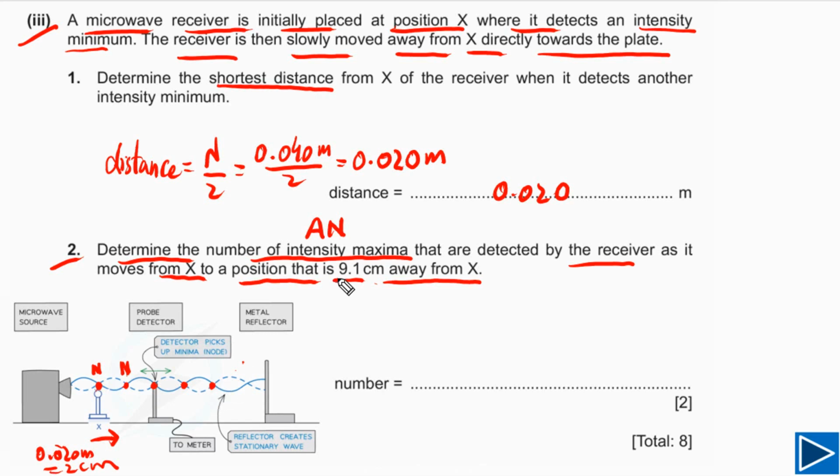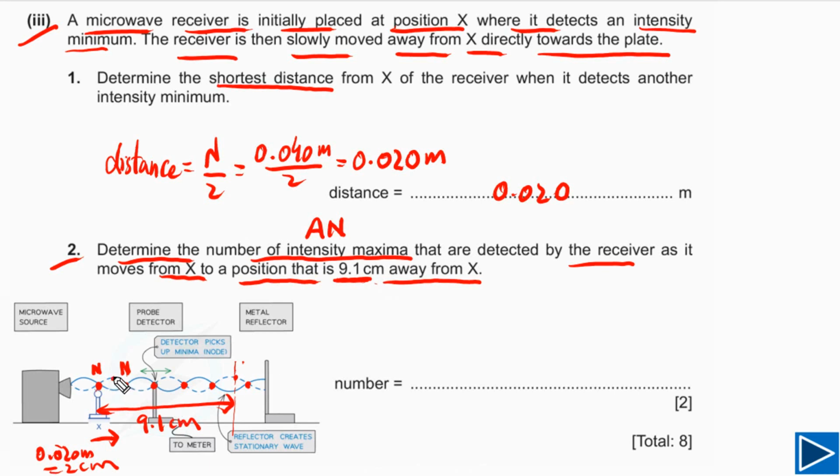In the question, we have to move this one by 9.1 centimeters. So it means we have to move up to this point, up to here. Otherwise, simply you can understand, if we move to this one, the distance will be 10 centimeters, but we have to move by 9.1 centimeters. So the distance between X and the new position here is 9.1 centimeters. Now the question is asking us to determine the number of intensity maxima.